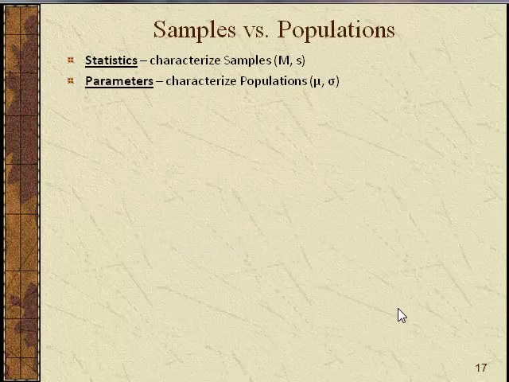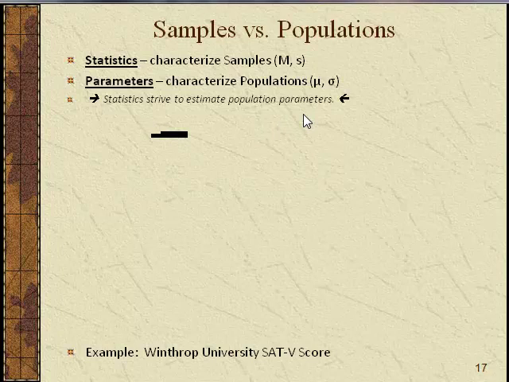So statistics characterize samples. For example, the mean, or S, which is the symbol for standard deviation, are characterizing statistics. Parameters, in contrast, characterize populations. So mu and sigma would be parameters. You'll notice that parameters are always Greek symbols. Statistics are always regular alphabet symbols. One way to think about this that I think helps is that statistics are striving to estimate the population parameters. They're trying to, from the sample, make a determination about what's going on in the population.